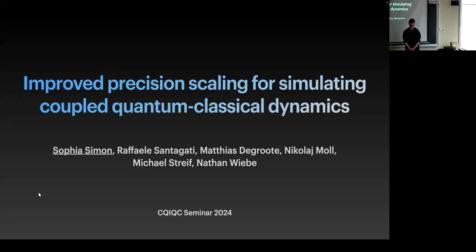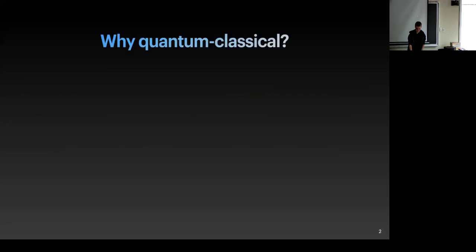Okay, thanks, Yuri. Thank you very much for the introduction, and thanks everyone for coming. As said, I will be talking about a new quantum algorithm we developed, which provides an improved precision scaling for simulating coupled quantum classical dynamics. And so the first question is probably, well, okay, why quantum classical? Why are we interested in that?